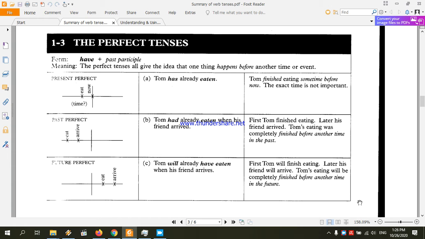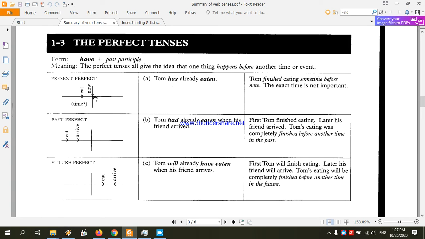So, the perfect tenses, they all give the idea that one thing happens before another time or event. So we have like two events. The first one, we use the perfect tenses to talk about the first one, which has already completed, or it has already finished before a certain time or event. So let's take a look at the present perfect.